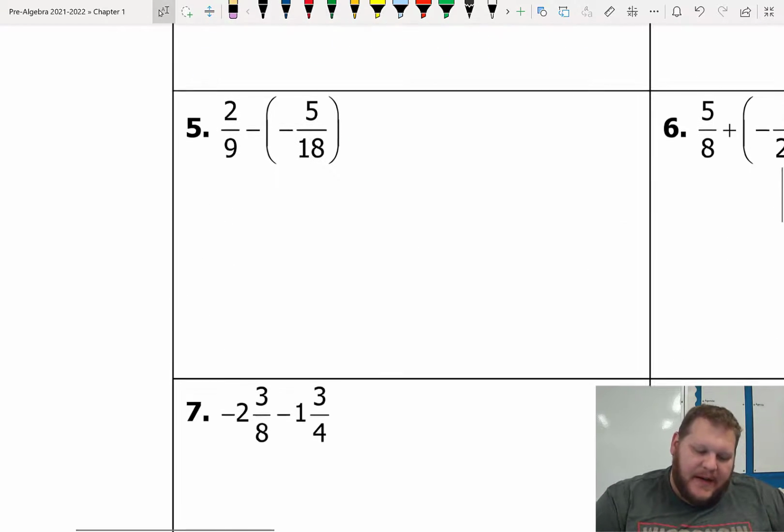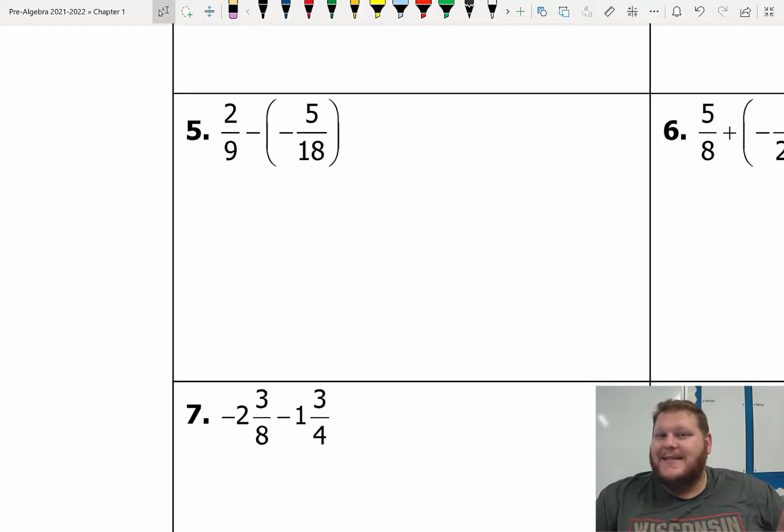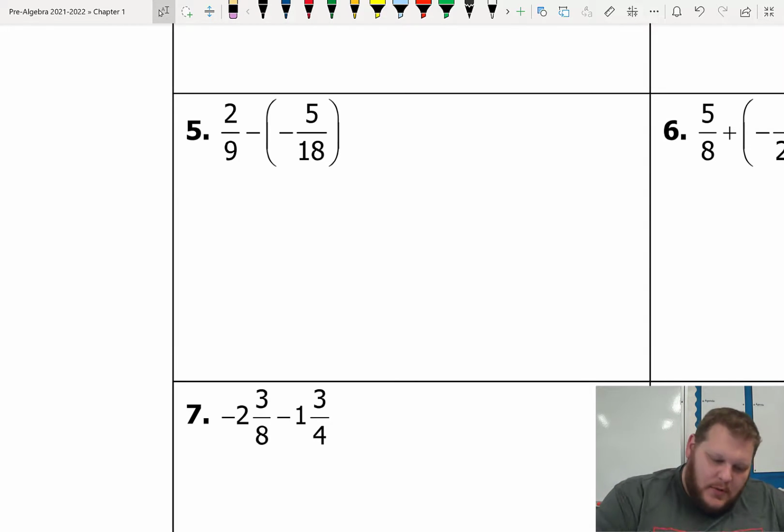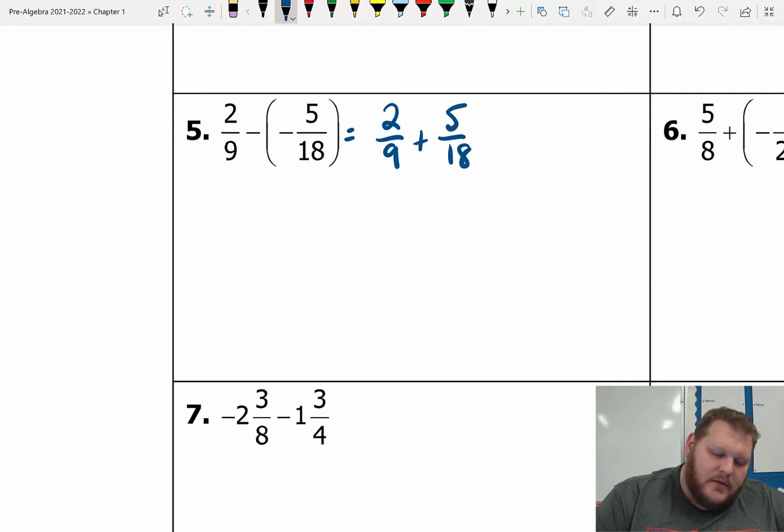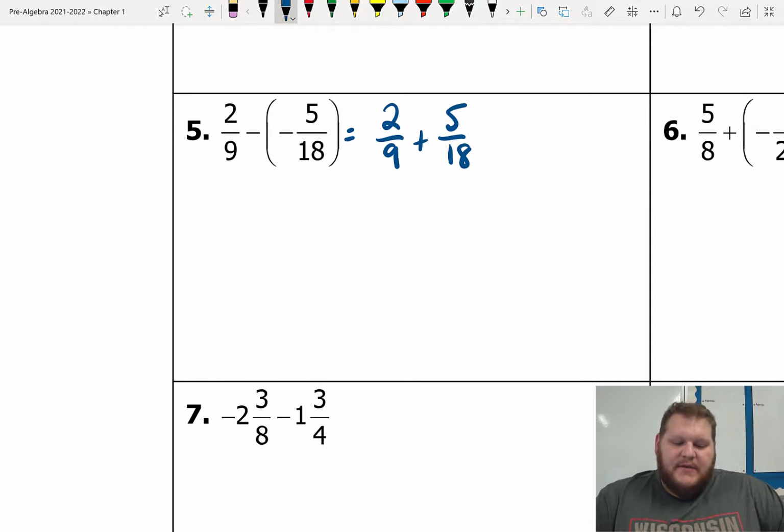Okay, so number 5, take a look at the next one. This one, the same rules apply to subtracting a negative fraction, just like it did subtracting a negative number, just regular number. In number 5, since I'm subtracting a negative, we're going to rewrite that as just addition. So instead of having to subtract a negative, this is the same thing as 2 over 9 plus 5 over 18. So once I've done that part of it, it makes it easier to look at it as an addition. So now I have to just find an LCD, because they're both already proper fractions. I just need to find a common denominator.